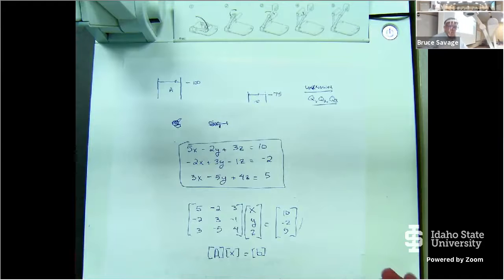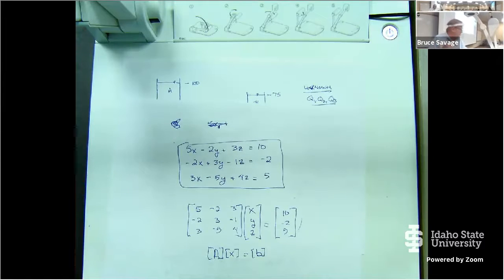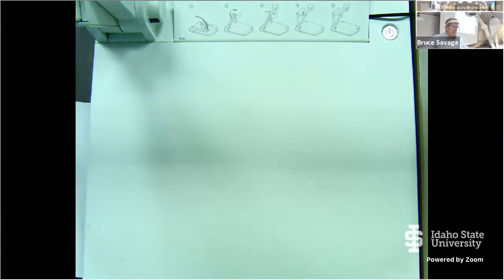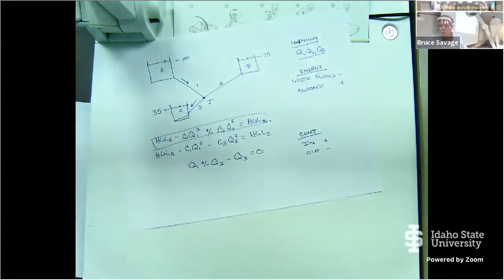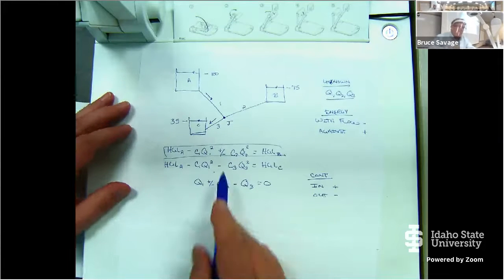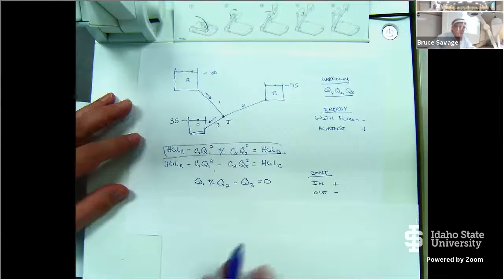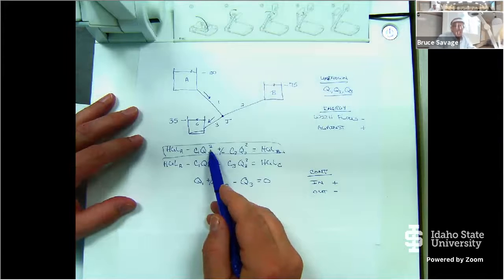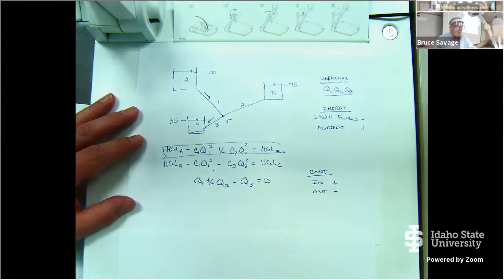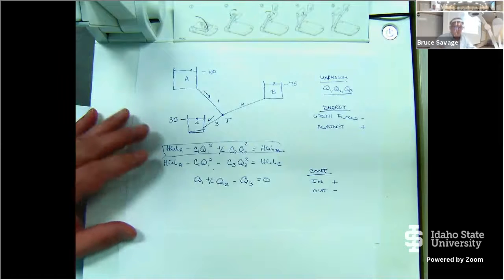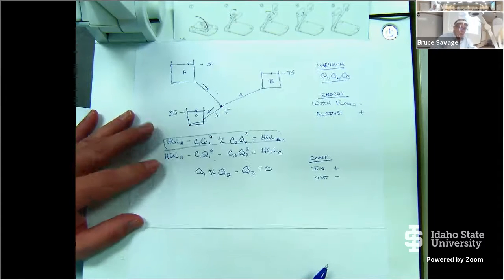Now, looking at this, I'm trying to find the flow rates. But the problem with my equation as it is now, compared to what we had before, is that it is nonlinear in the variable I want to solve for. The Q's are squared. So I can't use linear algebra. It's not quite as simple. I can rewrite this. Watch how I rewrite this.